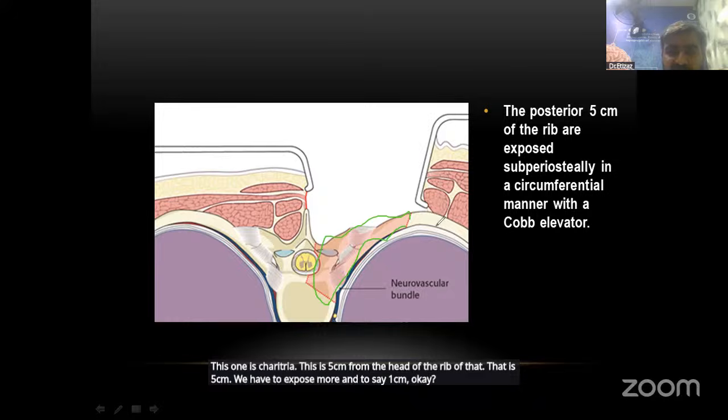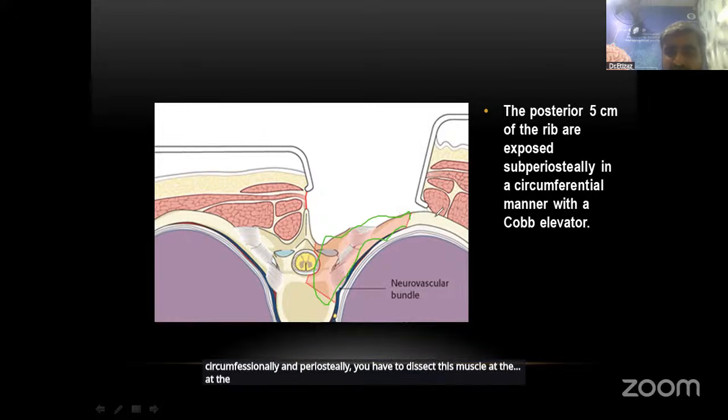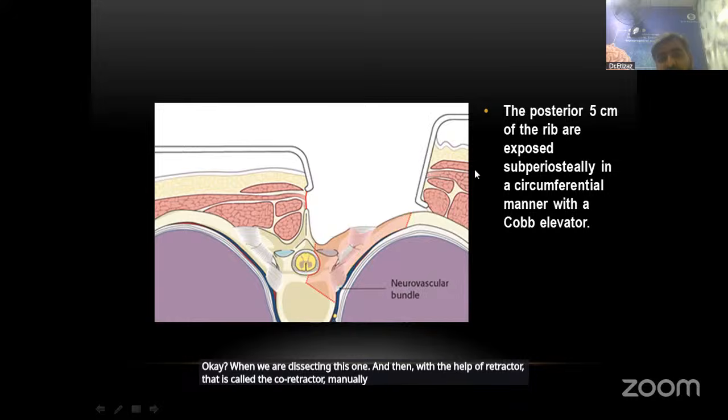Okay. Circumferentially and subperiosteally, you have to dissect this muscle at the level of the ribs, because it gives two things. One, the bleeding will be less and your anatomy will be clear. Otherwise, when there is rough dissection, not subperiosteal, it will be very difficult to identify the structures and the bleeding will be more. When we are dissecting this, with the help of a retractor, the Cobb retractor, manually we have to retract those muscles laterally, and if we insert a self-retaining retractor on the contralateral side, it will be easy for us to see.